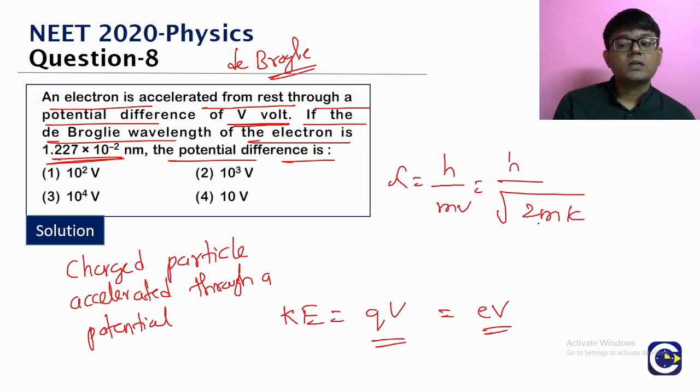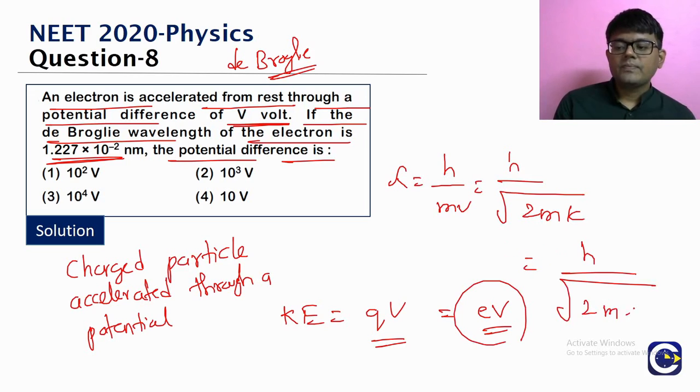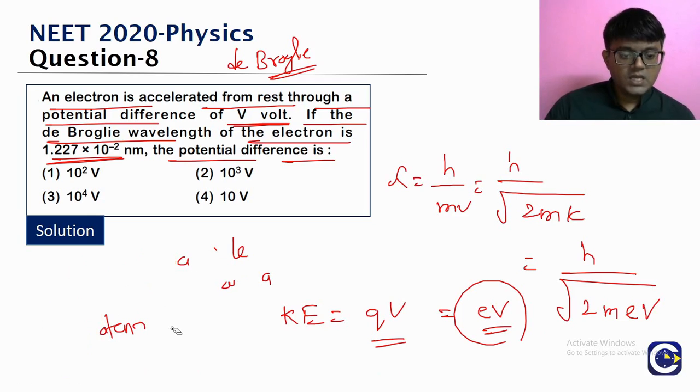Momentum can be written as what? Root of 2 into mass times the K. K value is what? Kinetic energy. So what is the kinetic energy value? E into V. So h by root 2m eV. This is the de Broglie wavelength formula for an accelerated electron through a potential difference of V.